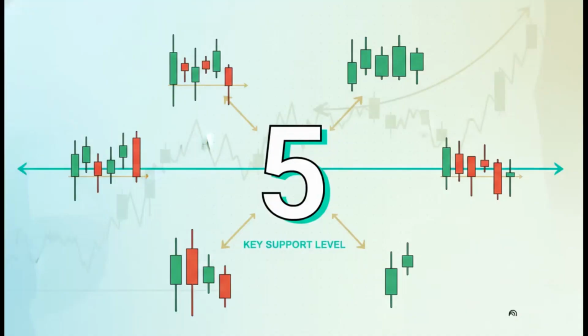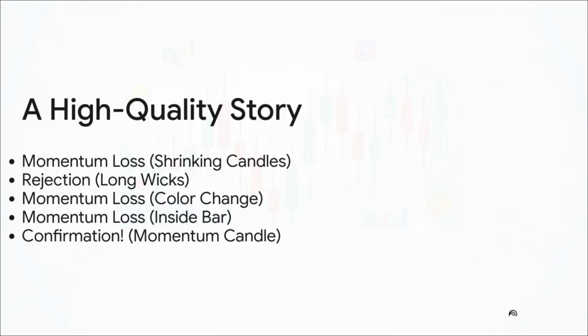And hey, look who's back. The number 5. But this time, it's not 5 rejections. It's 5 different candlestick patterns, all showing up at the same key level, all telling us the exact same story. Let's just walk through this because it's a thing of beauty. This is from a real chart. First, as the price gets to that key level, we see the candles start shrinking. That's momentum loss, signal number 1.